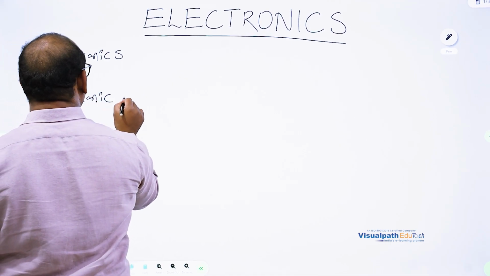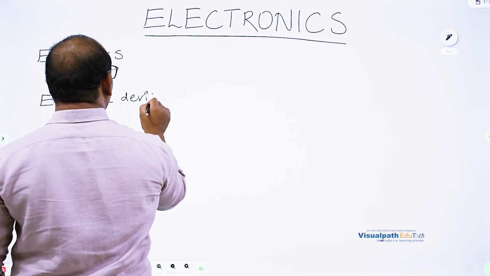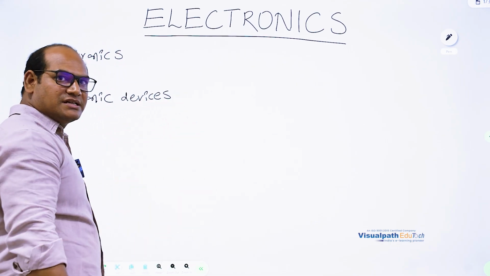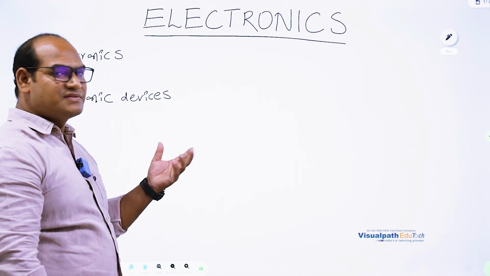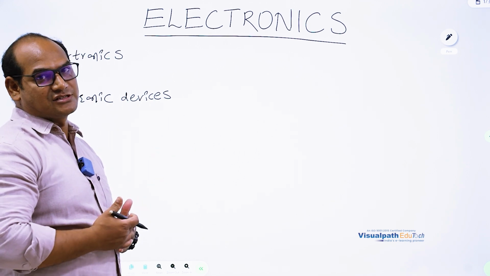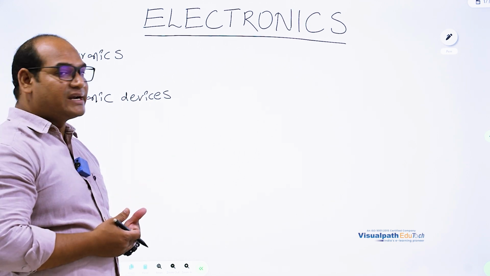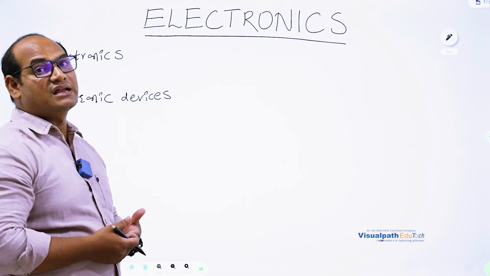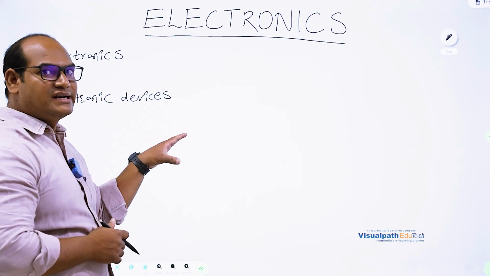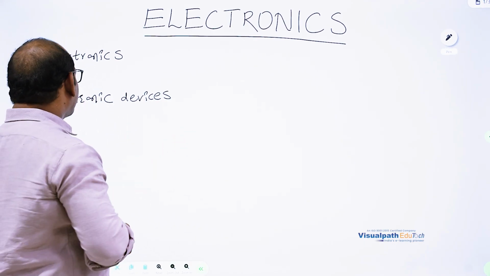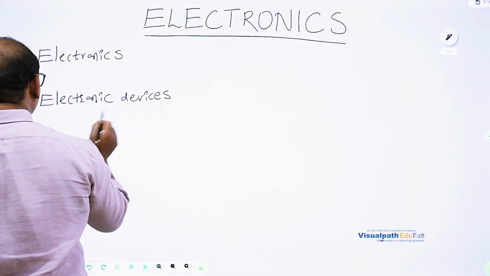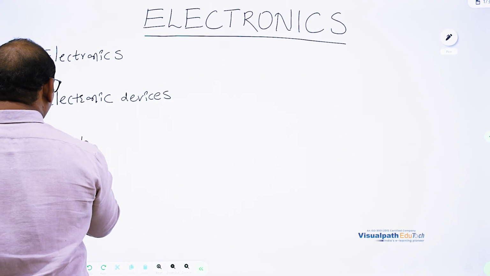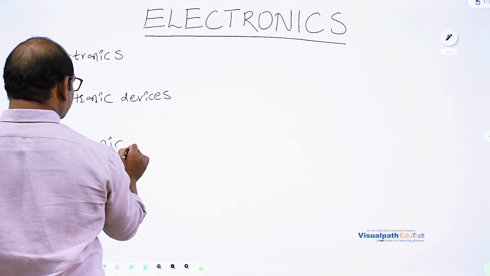In our subject, we are going to see some electronic devices like PN junction diode, bipolar junction transistor, MOSFET. Like this we are going to see. And the applications also we are going to see, like half wave rectifier, full wave rectifier, bridge rectifier. These are the applications of the electronic devices. Okay, those things we are going to see. And after understanding what is an electronic device, we are going to see the electronic circuit.